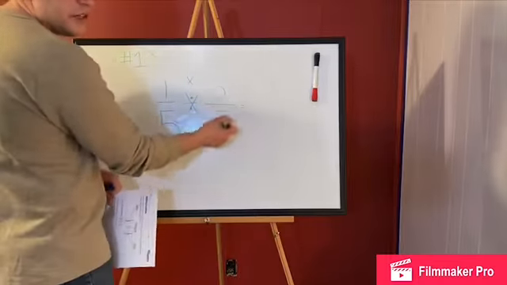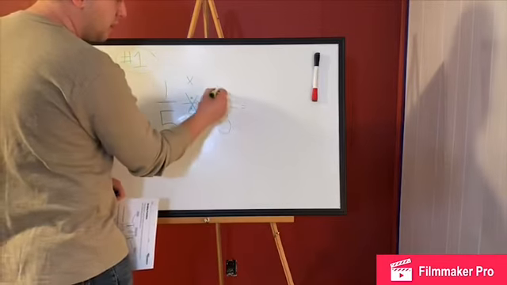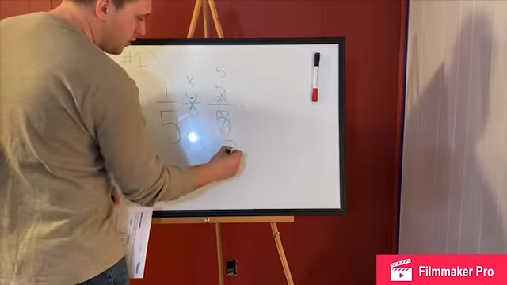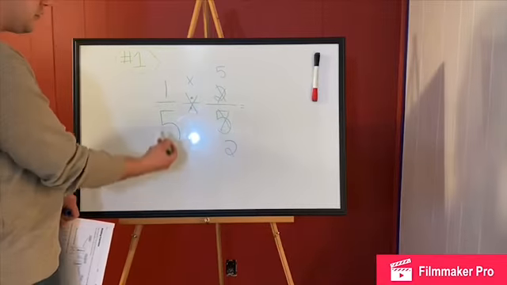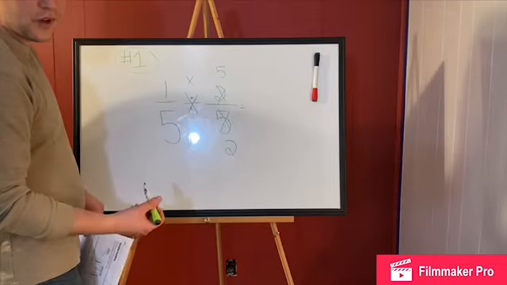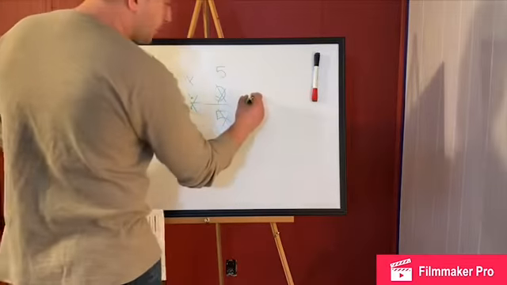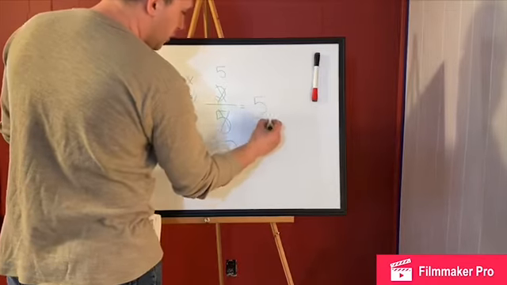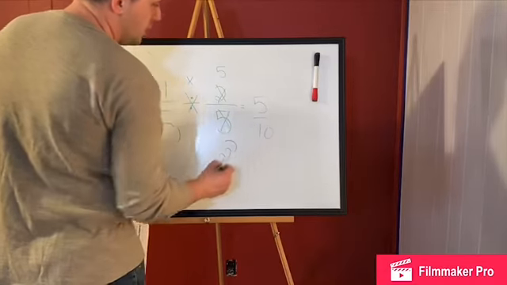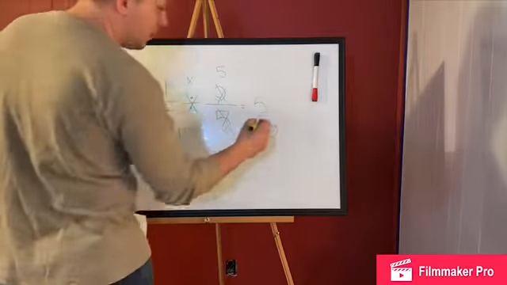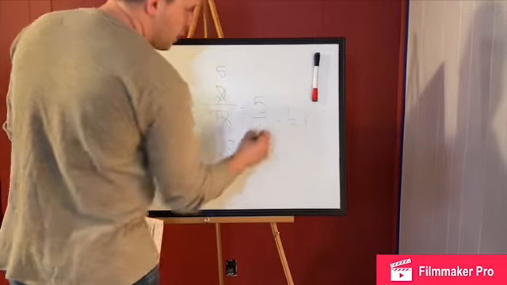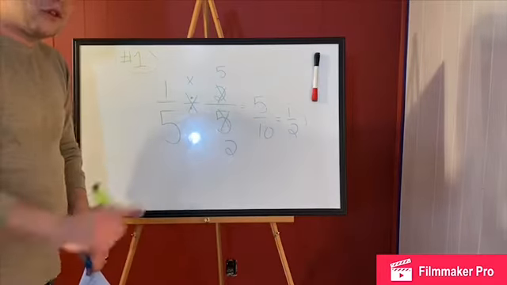And then let's flip flop. So instead of it being 2/5, let's make it 5/2. So now this becomes 1/5 times 5/2. So 1 times 5 is 5 over 5 times 2 is 10. And 5/10 can be broken down into 1/2. That is our answer for number 1.